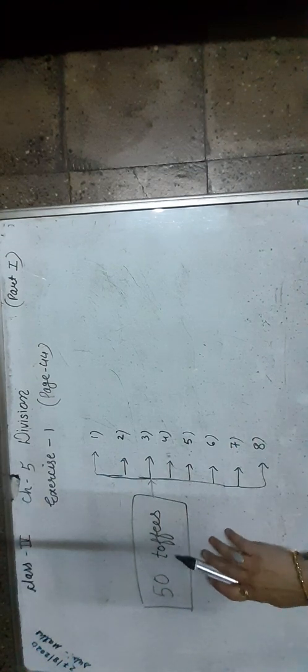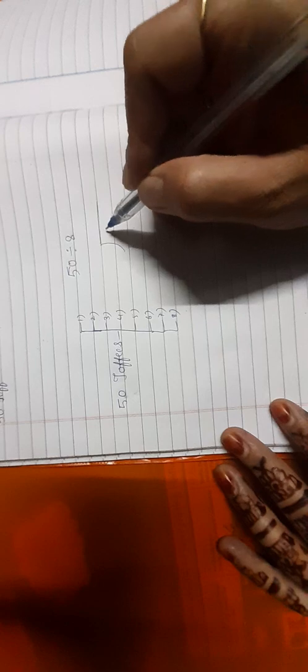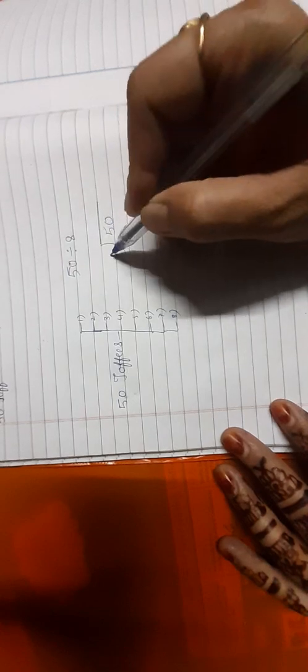Suppose I have 50 toffees and I want to share equally among 8 friends. So, we have to divide 50 divided by 8. Now place the value 8 in the right place.